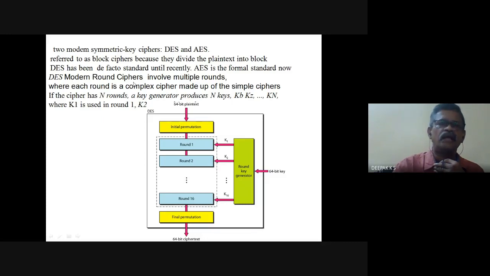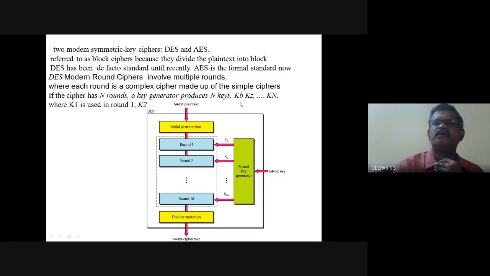Now they are round ciphers. Round ciphers means there are many rounds, many iterations. They involve multiple rounds, where each round is a complex cipher made up of simple ciphers. Ciphers are the algorithm. Now if a cipher has n rounds, a key generator produces n keys.